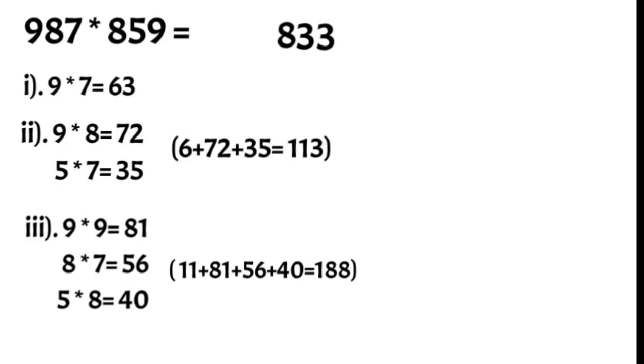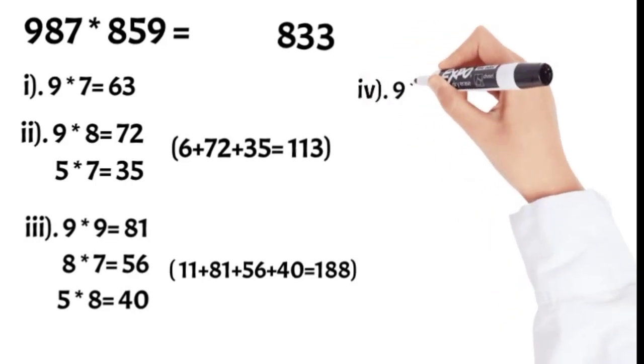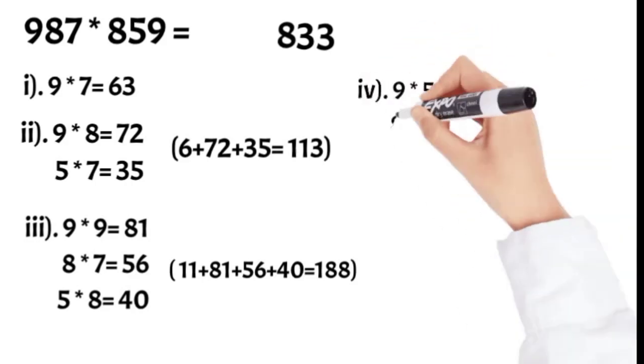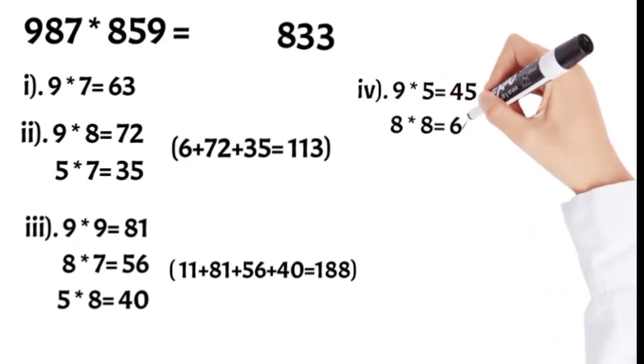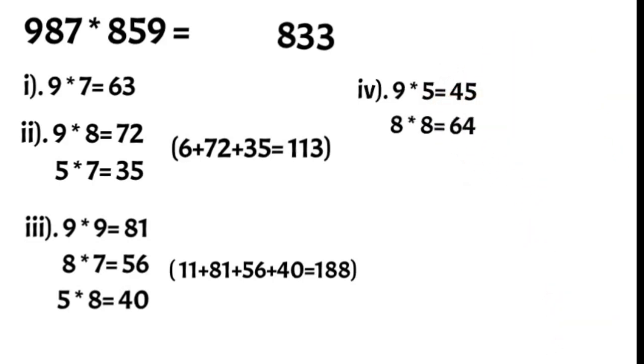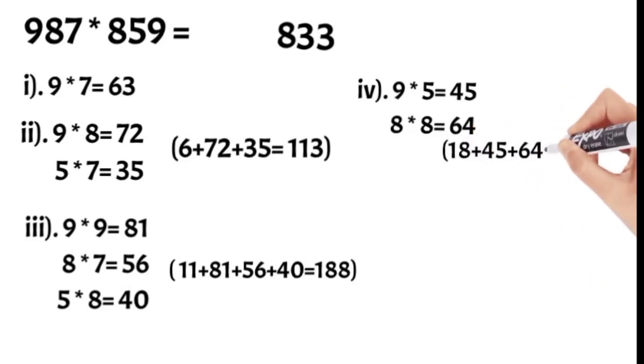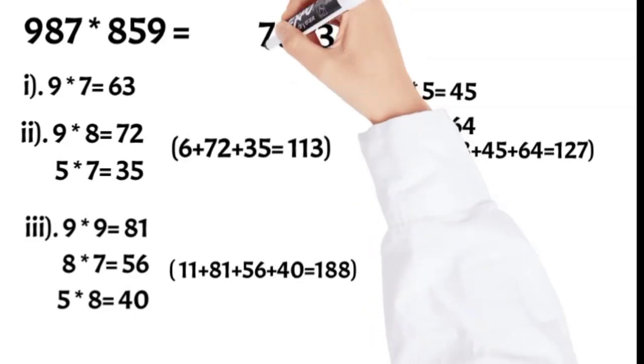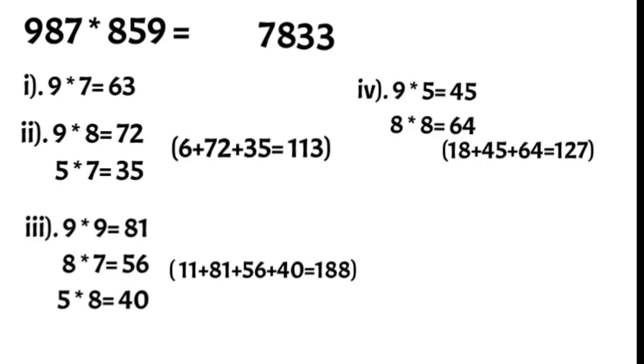In the fourth step, we have to cross multiply the first 2 numbers. That is 9 into 5 we get 45 and 8 into 8 we get 64. Now add these numbers with the 18 which we got in the third step. That is 18 plus 45 plus 64 we get 127. Now put the 7 of that answer as the fourth last answer and keep the 12 for next step.